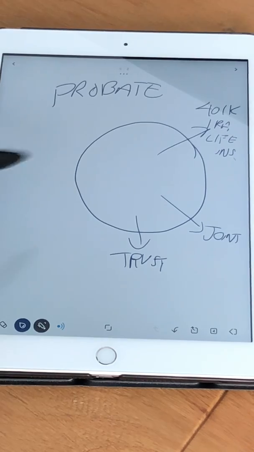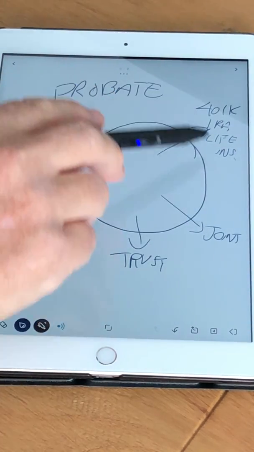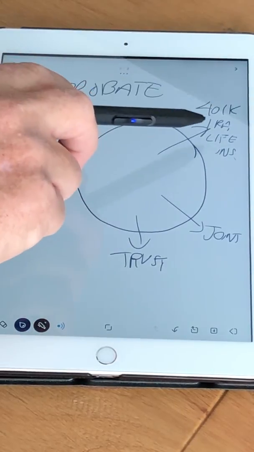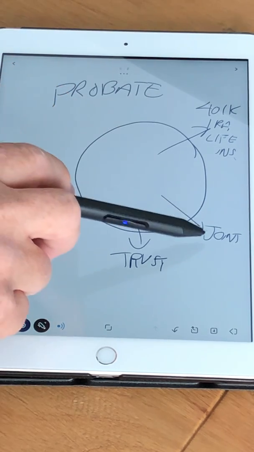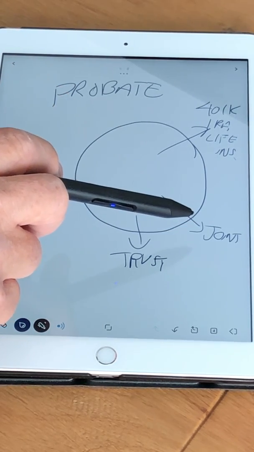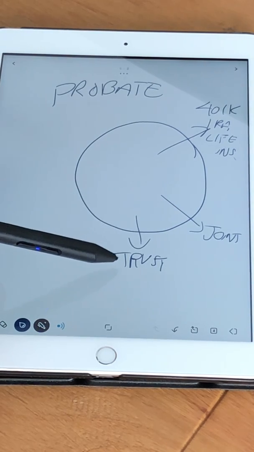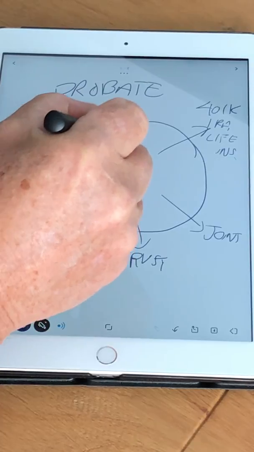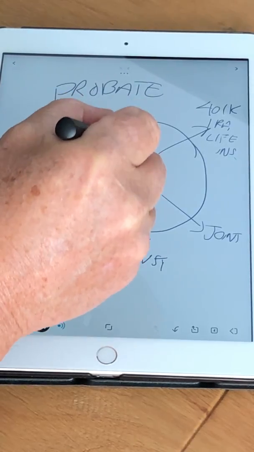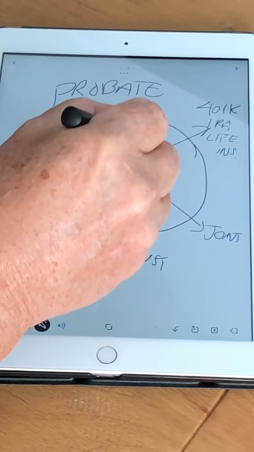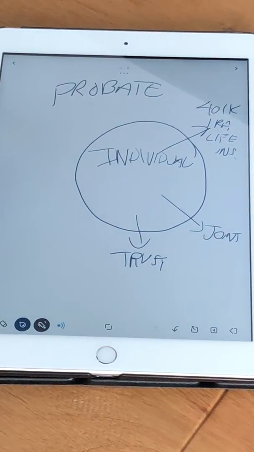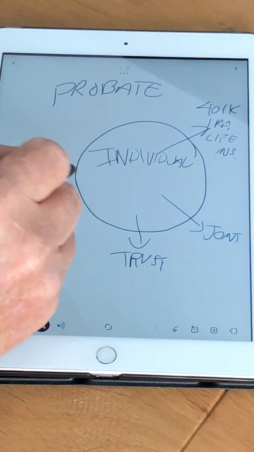So in theory, if all of your assets are in these three different categories, then there's really nothing else to probate, because all those assets are either there's a beneficiary where they'd go to the named beneficiary, they're in the joint account, so they would, as they say, slide to the survivor, or they're in a trust, which means they're not owned by the individual. So really what's in here is everything that's owned by the individual, and that's what then needs to be probated.